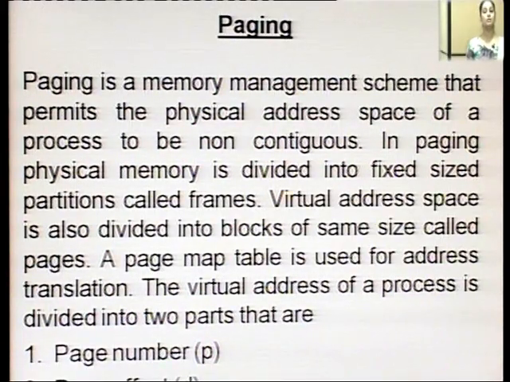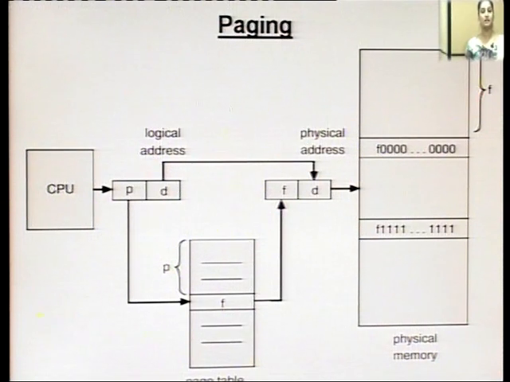The page table is used for address translation. We convert the virtual addresses to the physical addresses by using this page map table. The virtual address is divided into two parts: the page number, given by P, and the page offset, given by D. Now I will show you by a diagram how paging occurs.